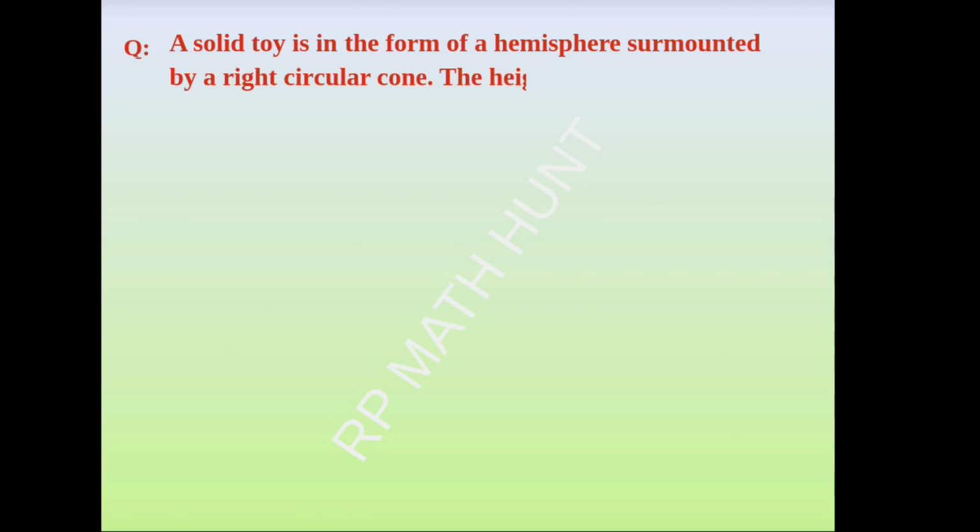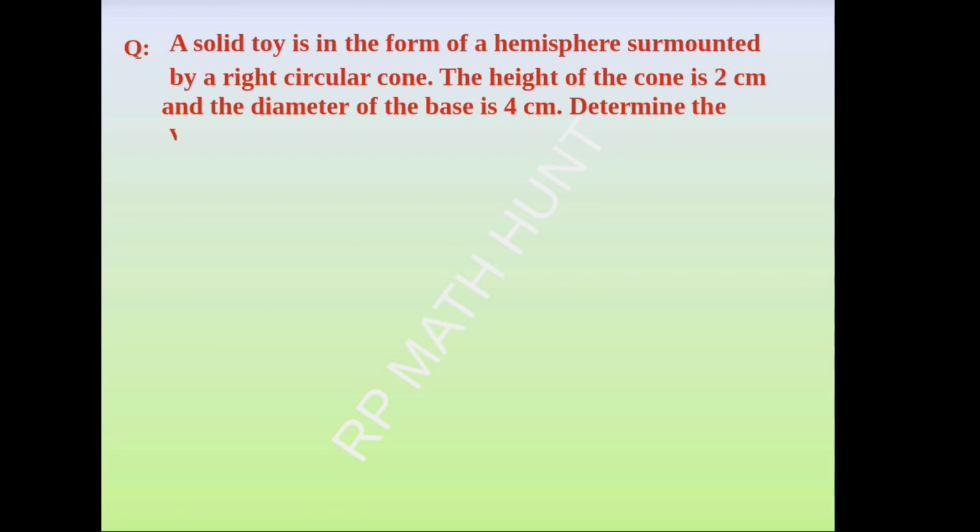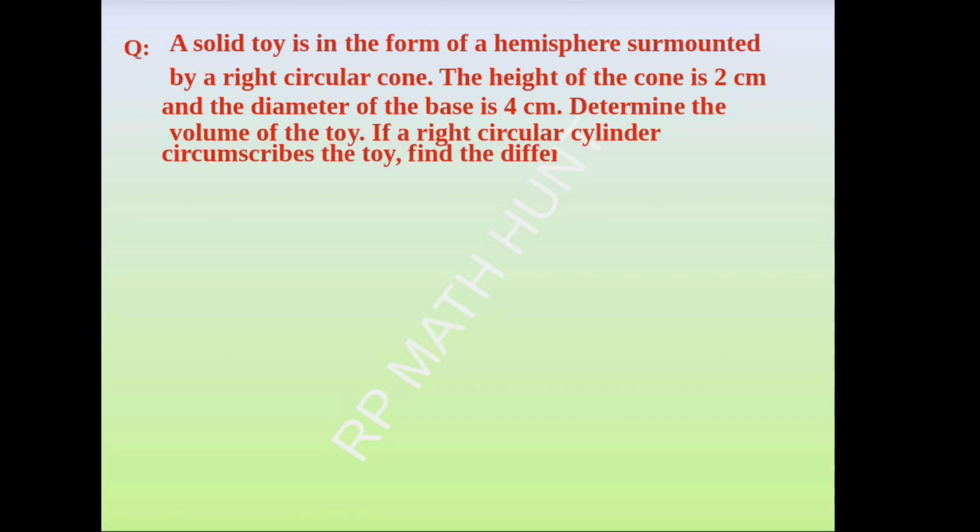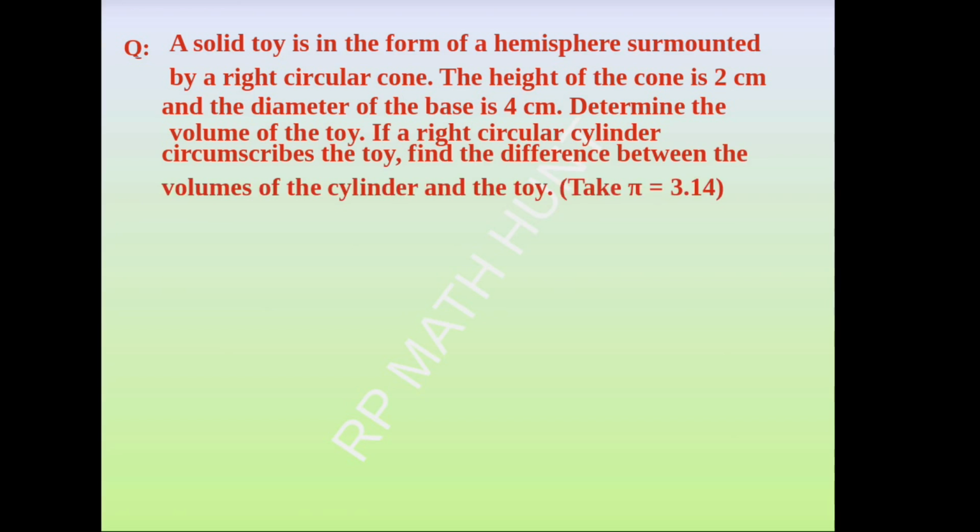A solid toy is in the form of a hemisphere surmounted by a right circular cone. The height of the cone is 2 centimeters and the diameter of the base is 4 centimeters. Determine the volume of the toy. If a right circular cylinder circumscribes the toy, find the difference between the volumes of the cylinder and the toy. Take pi equal to 3.14.